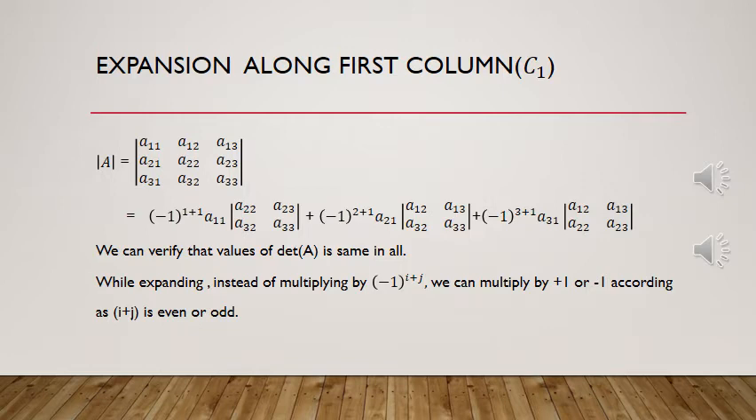Delete the row and column. The determinant is determinant A12, A13, A32, A33, plus the last element A31 multiplied by negative 1 raised to 3 plus 1, determinant A12, A13, A22, A23. So we studied expansion of the determinant along R1, R2, R3 and column C1. Same way along C2, C3 can be done.